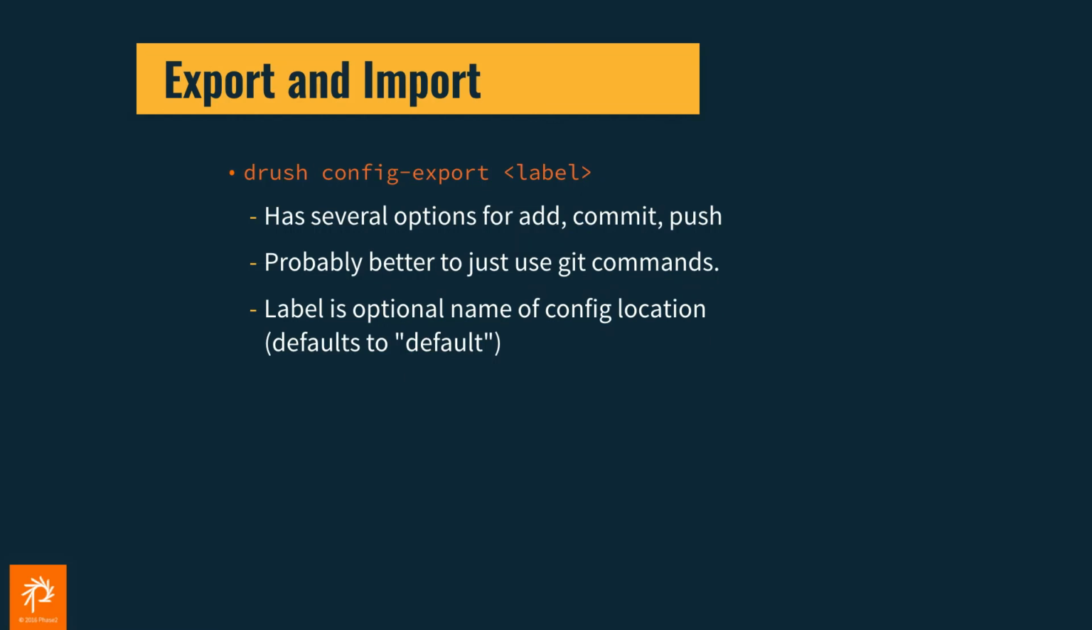So it will automatically add stuff. It will automatically commit. It will even automatically push. I tend to not use those. I prefer just to use the Git that I know and love so that I don't do something wrong. But use them if you'd like. There's also this optional label.